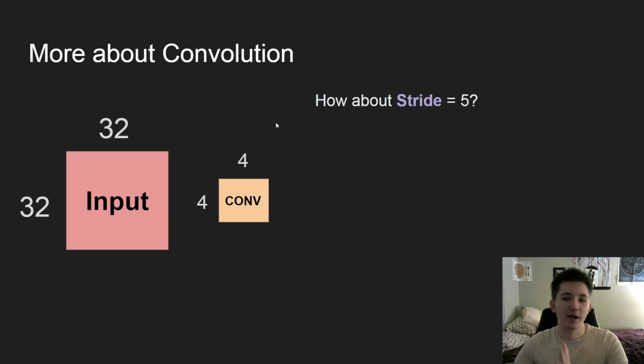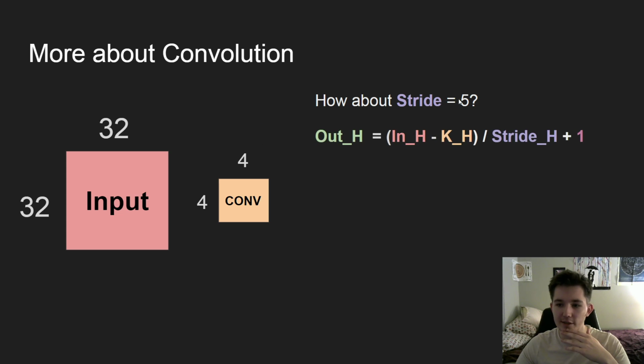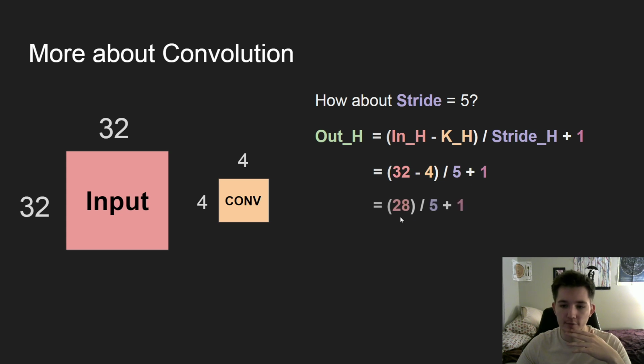All right, so let's talk about a different stride. Let's talk about stride 5. And once again, try doing it out by hand a little bit. I'm not going to give too much time now, but I'll start doing it. So we can use our formula right here. Okay, let's plug in the values, easy enough. 32 minus 4 divided by 5 plus 1. Okay, that gives us 28 over 5 plus 1, which gives us 6.6.